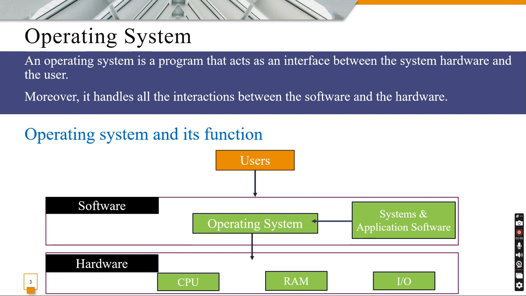Operating system and its functions: as we discussed, the user, the operating system, and your hardware like CPU, RAM, input output, and software like your MS Excel, PowerPoint, Chrome, and so on, things you use in your daily lives. Operating system is the most important part of your devices. Without an operating system, you cannot do anything on your mobiles, laptops and systems. Let's move to the next slides.